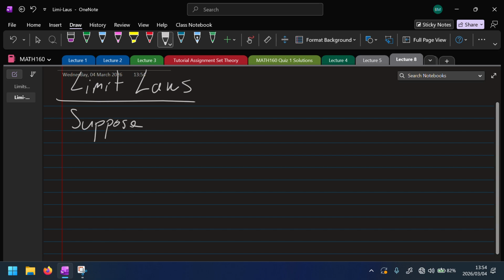So suppose the limit as x goes to a of f of x. Now, as soon as I write this down, what do I mean? Limit x goes to a. What does that mean? That's how you read it. What does it mean? I write this down.